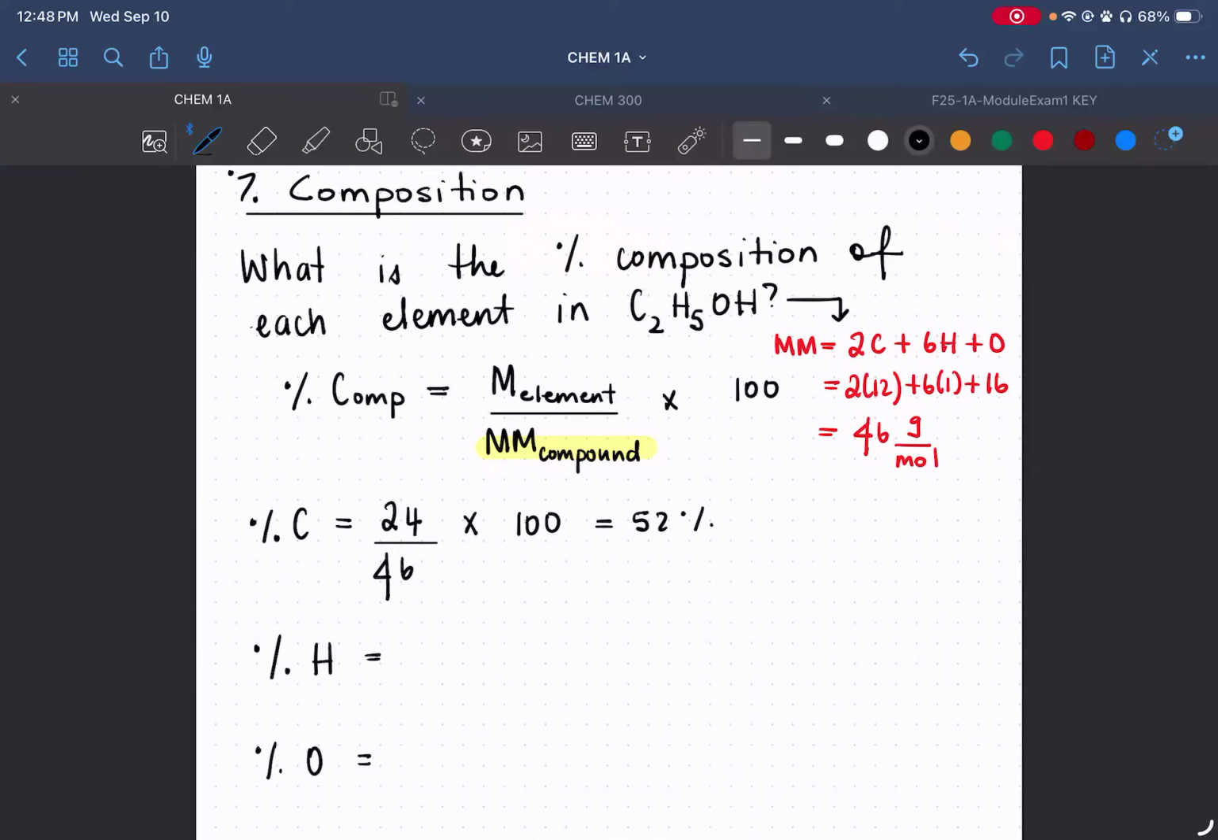So there are 2 carbons. Each of them is 12 grams. 2 times 12 is 24. So for the mass of the hydrogen, there are in total 6 hydrogens, so the mass would be 6. For the oxygen, there is only 1 oxygen, so the mass of the oxygen in the compound would be 16.